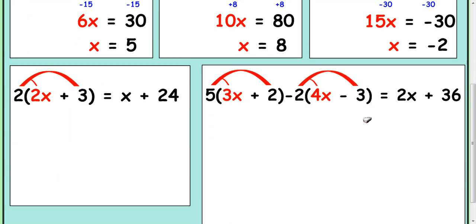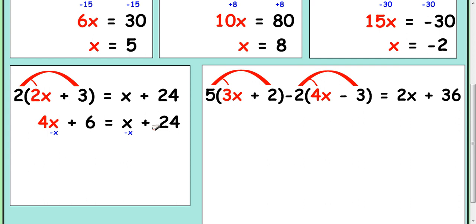Okay, let's look at a few other examples. The first one here is the same idea, multiply the bracket out first. So 2 lots of 2x make 4x. So we've got 4x here. 2 times 3 is 6. And just write the other side out.